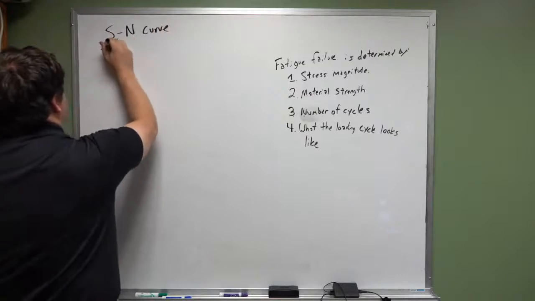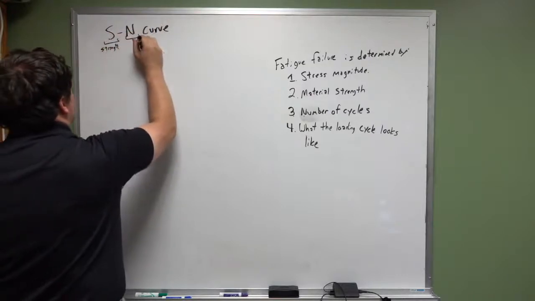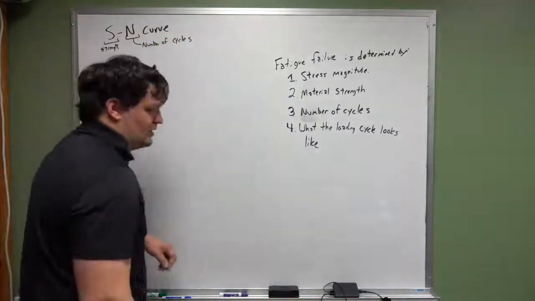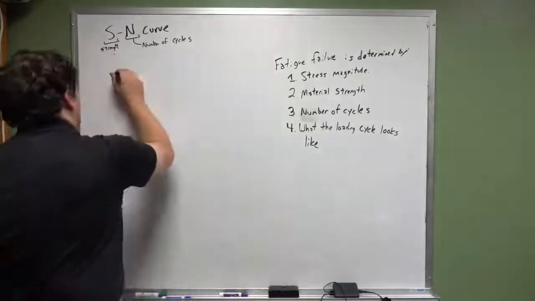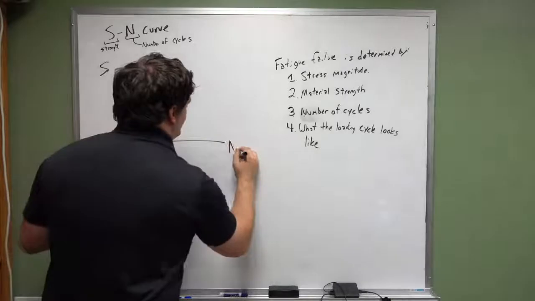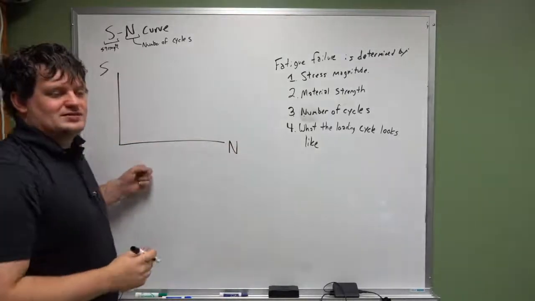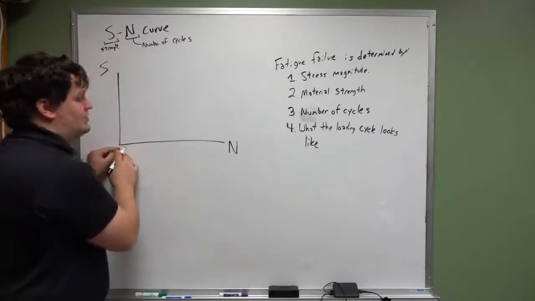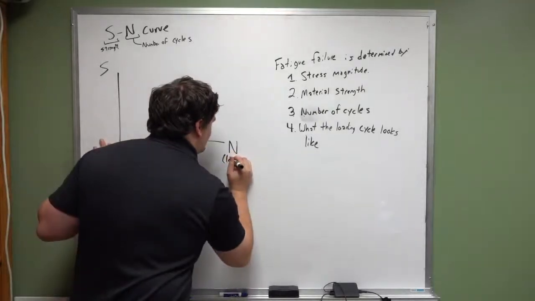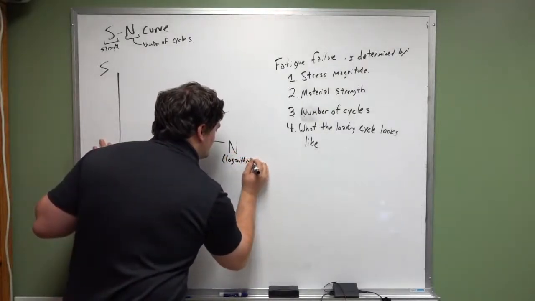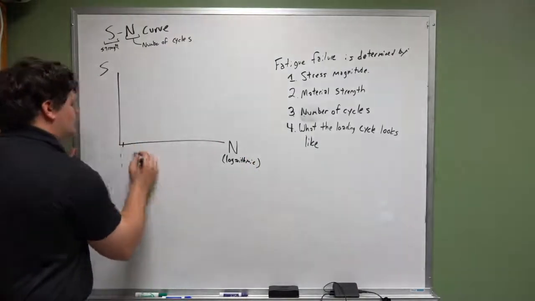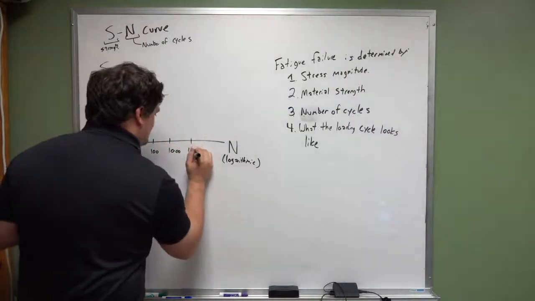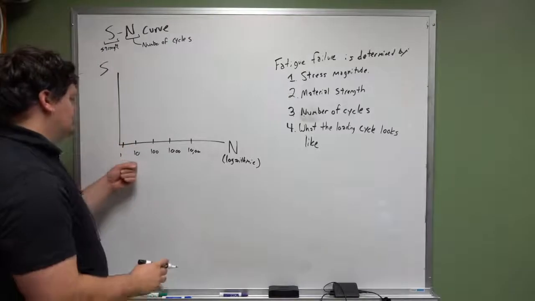S stands for strength, N stands for number of cycles. All this shows is if we have S up here and N down here, then if we're going to subject our component to one cycle, that would be over here on this curve. Now this is usually a logarithmic scale. What that means is that you'll have 1, 10, 100, 1,000, 10,000, rather than 1, 2, 3, 4, 5.